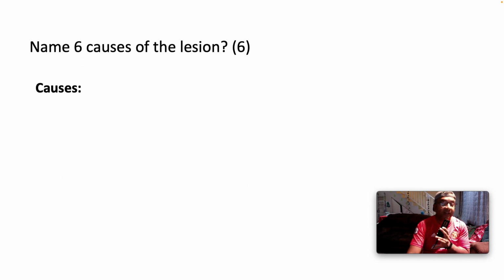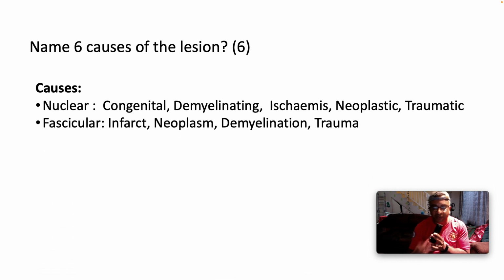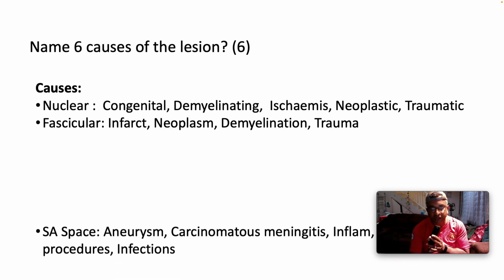This is a common clinical scenario we encounter, right? So it can be at the level of the nucleus, in which case we're considering congenital, demyelinating etiology. So watch out for multiple sclerosis and ADEM, ischemia, neoplastic or traumatic etiologies. It could be at the level of the tract or the fascicle, so fascicular. In that way, it could be an infarct, neoplasm, demyelinating pathology or trauma.